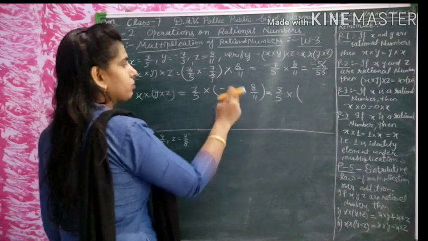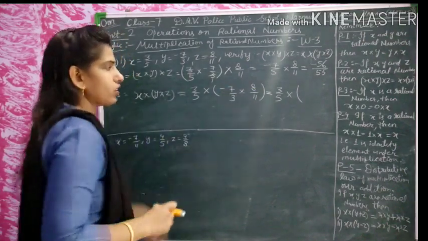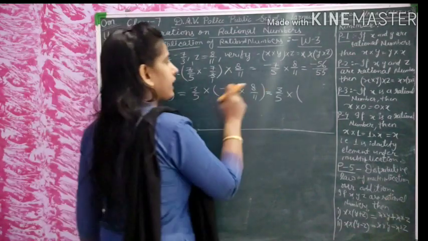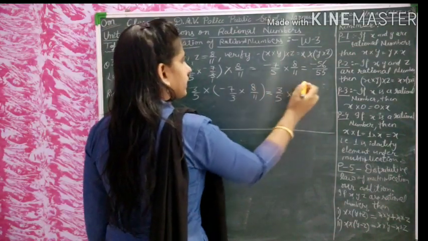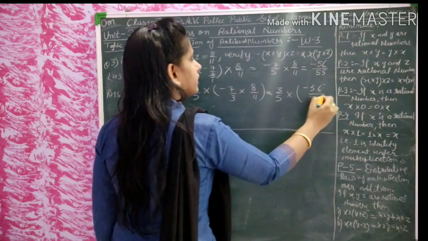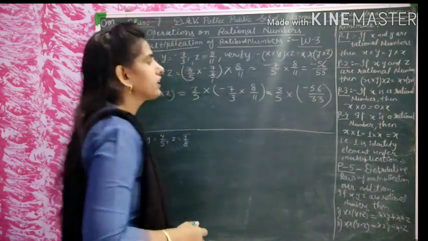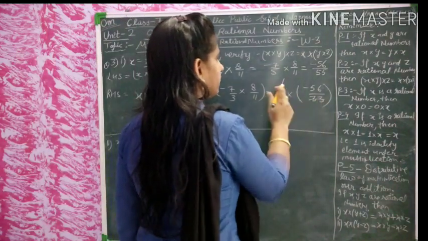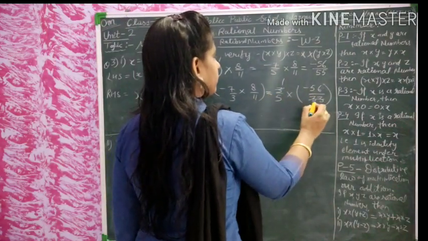No, there is no number multiplying by each other. Crossing 3 and 8, minus 7 and 11, no. So we will do direct multiplying here. Minus 7 times 8 is minus 56, and 11 times 3 is 33. Now we will see that these are cut by this number: 3 times 1 is 3.